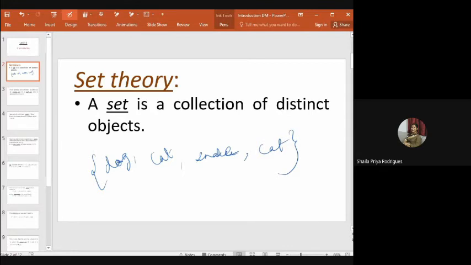Is the definition so far clear? If there is any question, you put it up now itself. Or should I go to the next one? So when you say objects here, we are assuming that the objects are well defined.